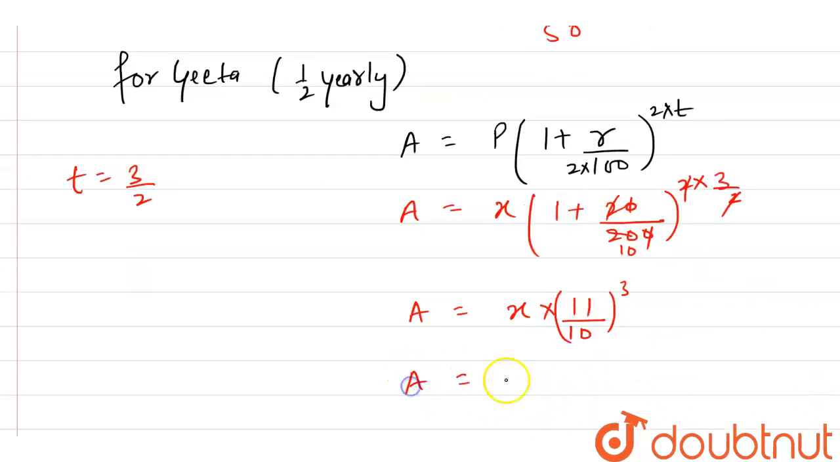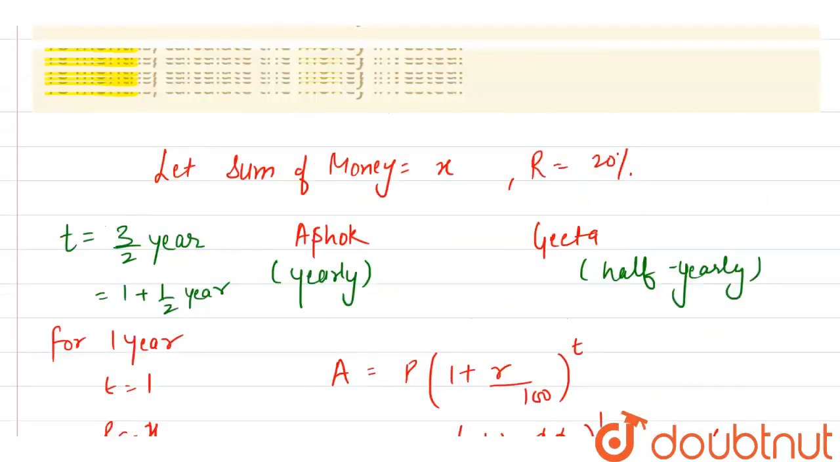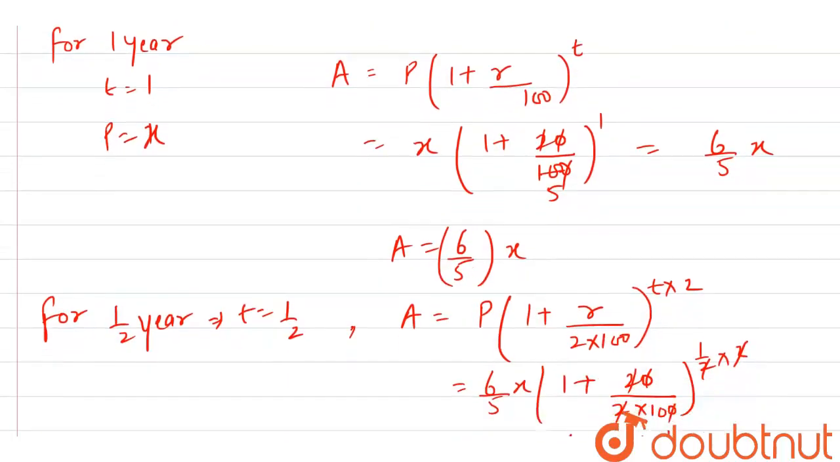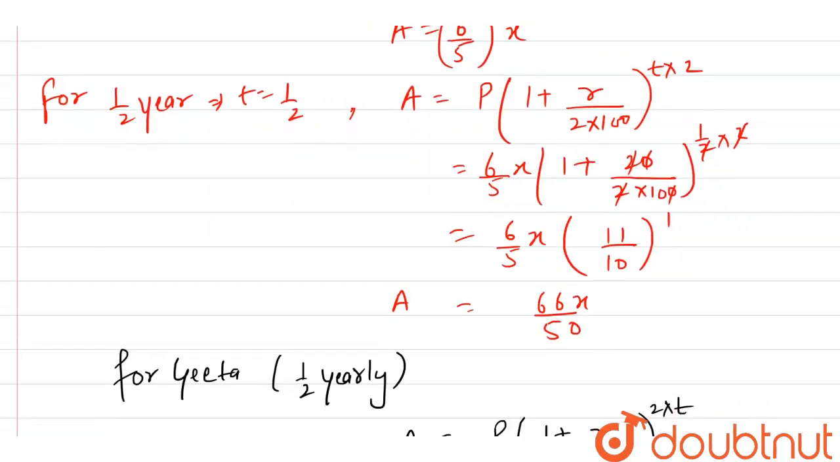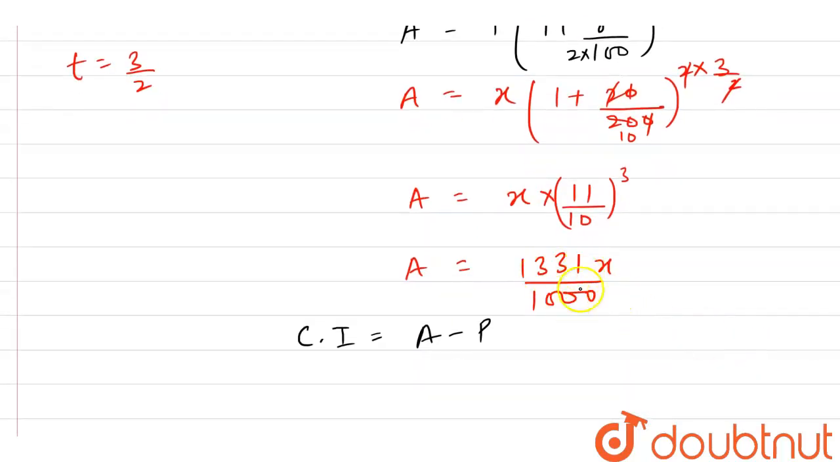So we can write from here A is equal to, we know that 11 cube is 1331x, and we know that 10 cube is 1000, right? So from here we get the amount as 1331x by 1000, and we know that compound interest is equal to amount minus principal value. But here the question says that Geeta gets rupees 33 more than Ashok, right? So we have the amount that Ashok is getting, that is 66 by 50 of x, and the amount that Geeta is getting, that is 1331 of x by 1000.